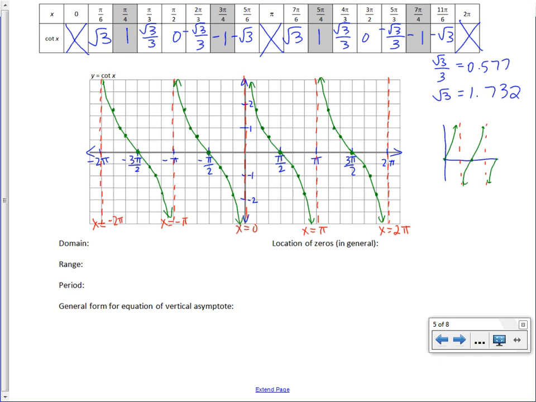Let's get that down a little better there. Alrighty. Ta-da! Cotan. Okay, so we'll finish up our characteristics.